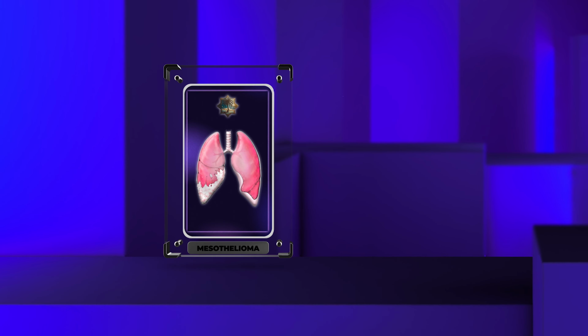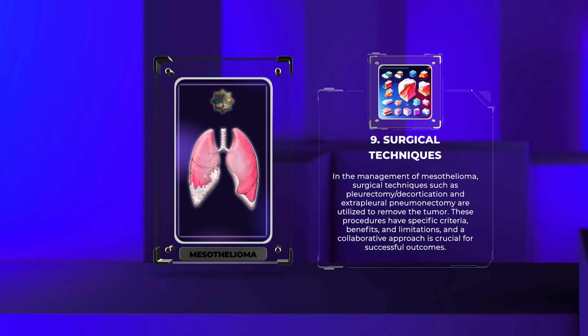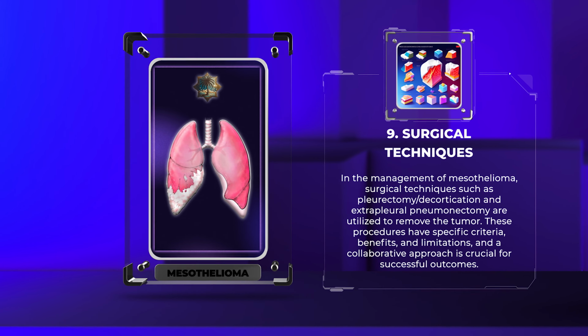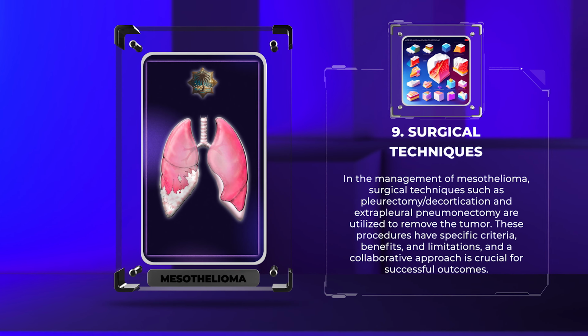In the management of mesothelioma, surgical techniques such as pleurectomy/decortication and extrapleural pneumonectomy are utilized to remove the tumor. These procedures have specific criteria, benefits, and limitations, and a collaborative approach is crucial for successful outcomes.